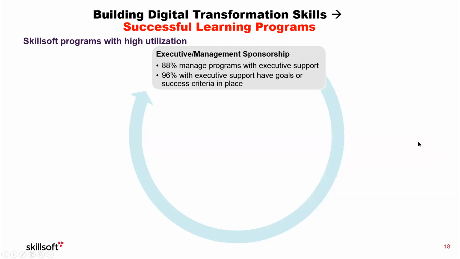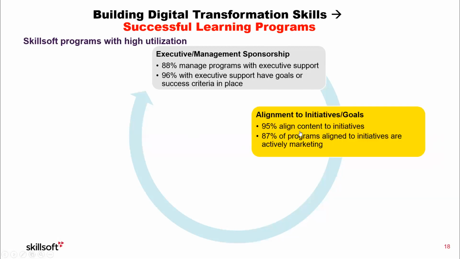If we have a look at the alignment itself, aligning that with the corporate goals, 95% of the successful programs align the content with those business initiatives, those business goals. And 87% of those programs aligned to those initiatives are actively marketed. Marketing and communications is absolutely crucial.